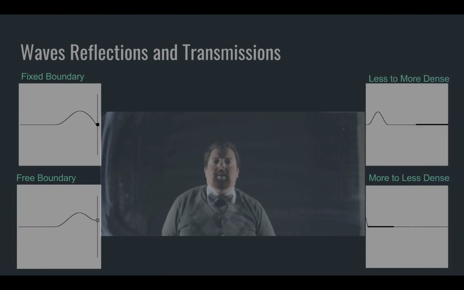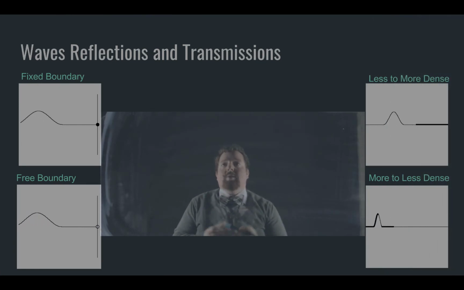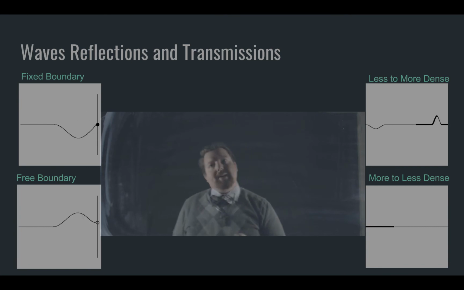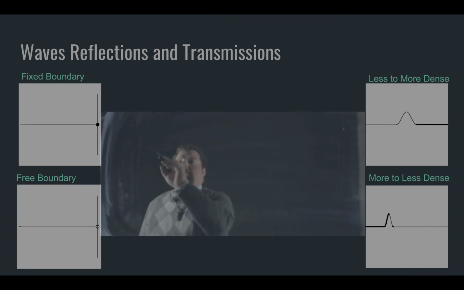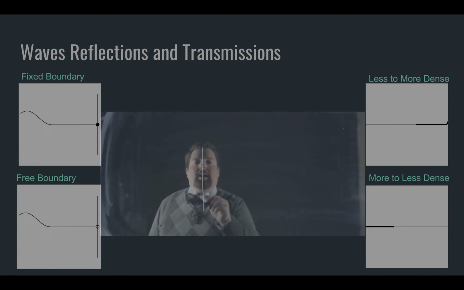So instead of just talking about when two waves interact with each other, we could talk about how a single wave interacts with a wall or some type of boundary. So say you have a wave here, you have a string that's tied to a pole.